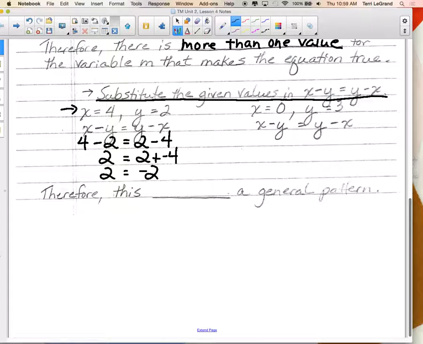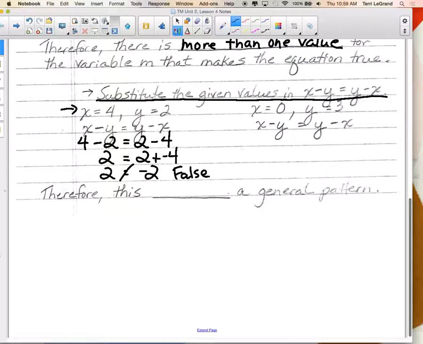Is that true or is that false? 2 equals negative 2. Is 2 the same as negative 2, in other words? No. Having $2 in your pocket is not the same as owing somebody $2, is it? No. So this is false. Write a false there. We're going to say it does not equal, actually.